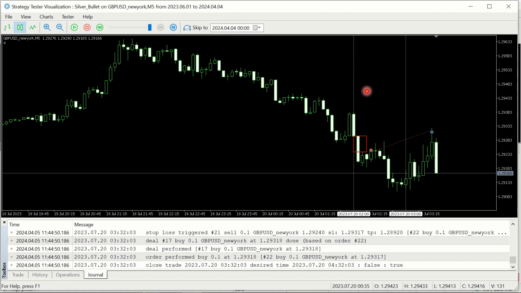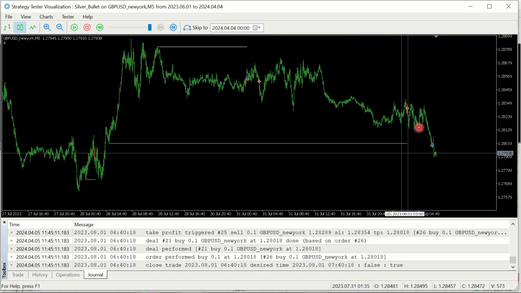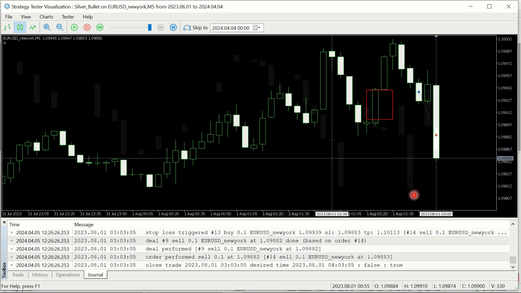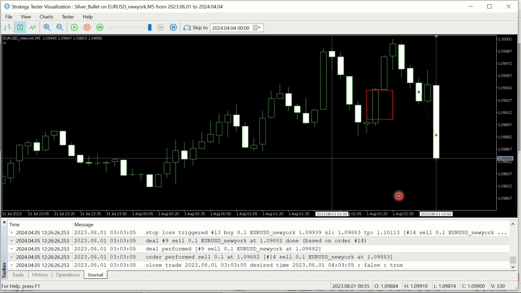So not all trades were profitable. So this is one that gave a loss. Here are 2 examples, one that was a loss and another one that gave a profit. And then finally, one last trade. As you can see, not all trades are profitable. So with this in mind, let's now look at the EA in action.